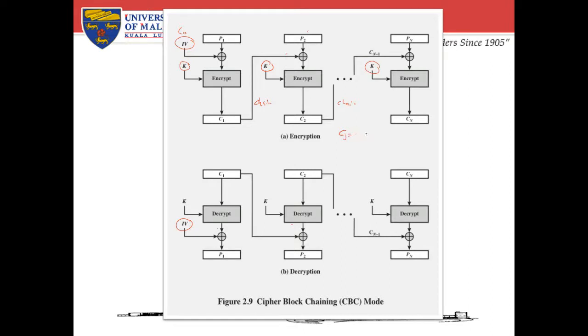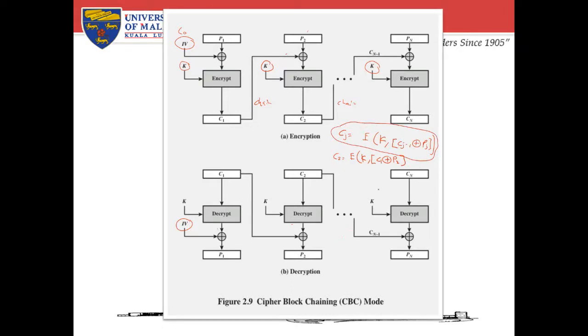So you can write the ciphertext here: Cj is equal to the encryption function of K with Cj minus 1 XOR Pj. Here Cj is the ciphertext of the current block, let's say C2. C2 is equal to the encryption function of K with the input of C1 XOR plaintext number 2. So this is the ciphertext function.